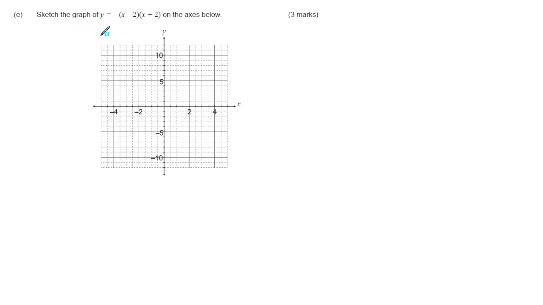We want to sketch the graph of y equals negative (x minus 2)(x plus 2) on the axes below. So that's negative (x minus 2)(x plus 2). If we expand the bracket, that would give us x squared minus 2x plus 2x, so those disappear, take away 4. And expanding out here, that's going to be 4 take away x squared. So when x is 0, y is 4. Going back to this form, we can see y is 0, so that's the x-intercept, so x equals 2 and x equals negative 2.